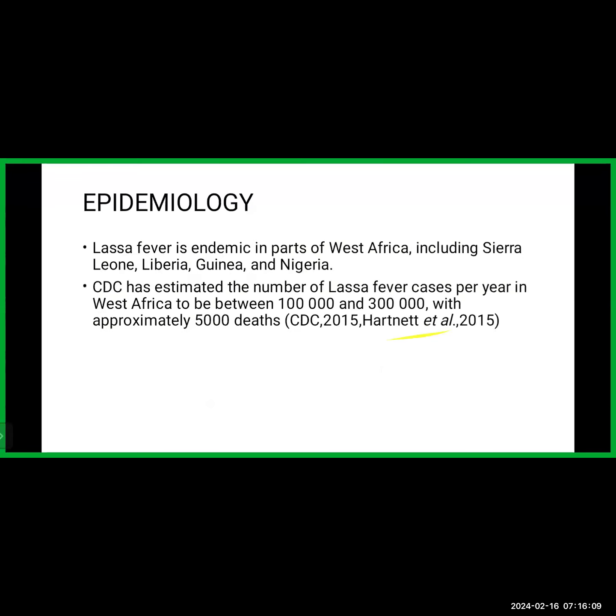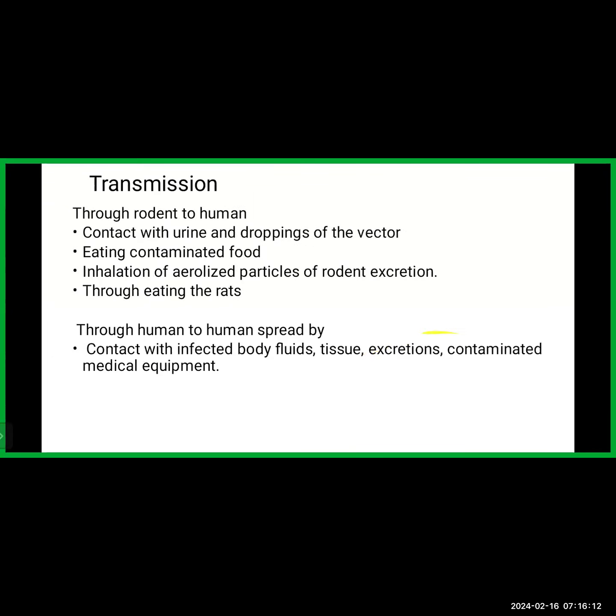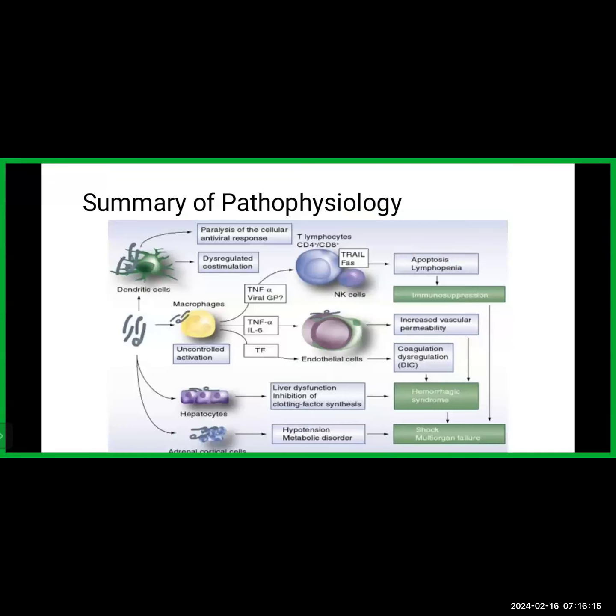And the summary of the pathogenesis is that an individual acquires the virus and it invades the dendritic cells, and it causes paralysis of the cellular antiviral response, leading to dysregulated co-stimulation and uncontrolled activation. It leads to release of cytokines, what is called cytokine storm, like what happens in COVID-19 infection, and there's release of tumor necrosis factor alpha, interleukin 6, and also it invades the hepatocytes, leading to liver dysfunction, inhibition of clotting factor synthesis. It invades the adrenal cortical cells, leading to hypotension and metabolic disorder. This can progress to cause shock and multi-organ failure.